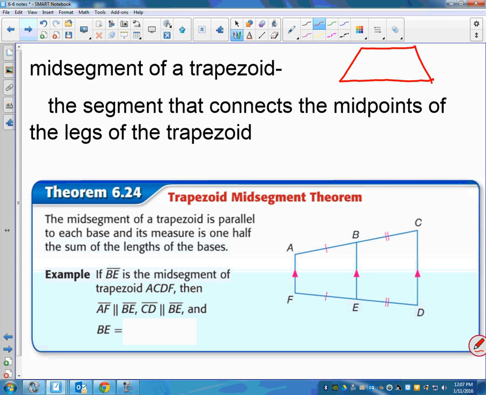So the mid-segment is if I found the midpoint of each side of the legs and connected them. That's not very good, it's approximate. Important things about the mid-segment: it's also going to be parallel to the bases, right? Because it's just drawn connecting those. So it's parallel to the bases, and it's 1/2 the sum of the lengths of the bases, which is kind of a cool formula. So if BE was the mid-segment of this trapezoid, not only is it parallel to AF and CD, but it's also 1/2 of the sum of AF plus CD. So that's pretty cool.